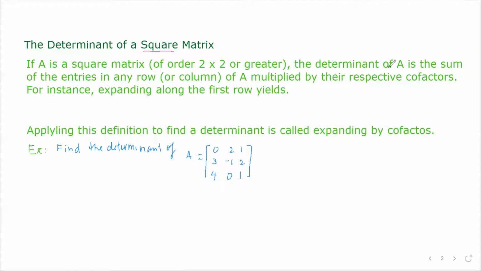So the determinant of A is the sum of the entries in any row or column of A multiplied by their respective cofactors. For instance, in this example, expanding along the first row. Okay, now the given example says it's the first row, so what is it going to be?